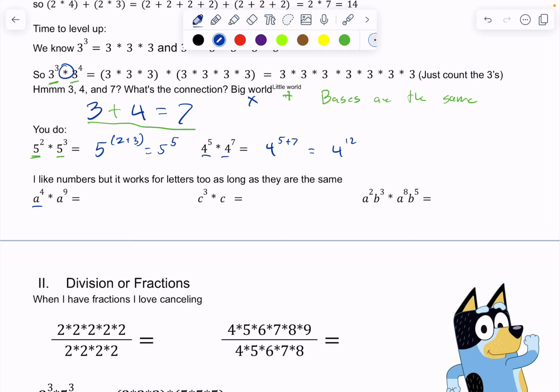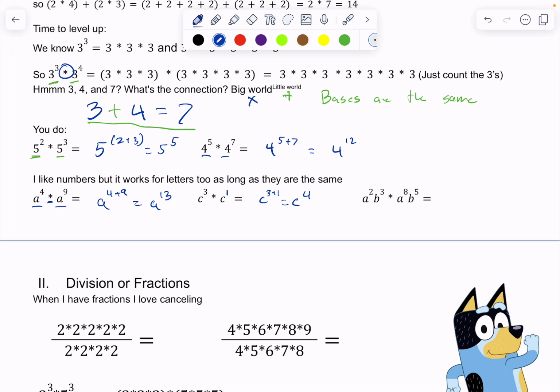As long as the bases are the same, so I have A to the 4th, since it's multiplying, I can just add these two exponents together, 4 plus 9, and I'm going to get A to the 13th. There's a secret 1 here, because if a base has no explicit exponent, it just means it's to the 1 power. So this is going to be C, 3 plus 1, which is C to the 4th.